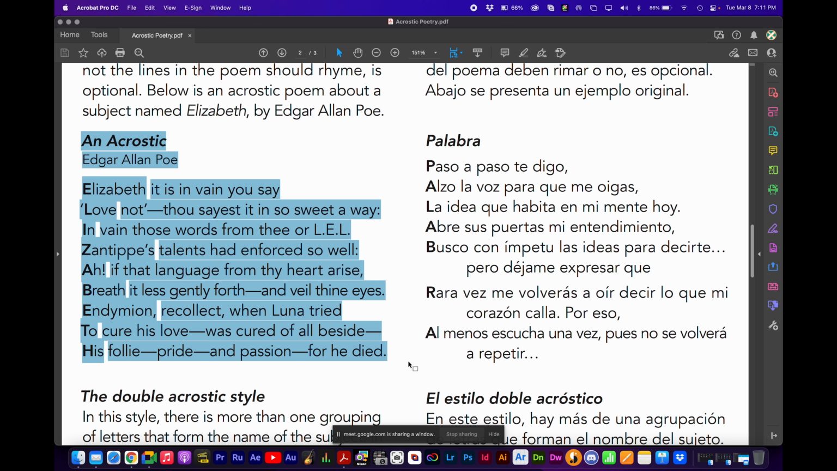I'll read it. Thank you very much, Nikolai. An acrostic, Edgar Allan Poe. Elizabeth, it is in vain you say, love not, thou sayest it in so sweet a way. In vain those words for thee, or L-E-L. Xantippe's talents had enforced so well. Ah, if that language from thy heart arise, breathe it less gently forth, and veil thine eyes. Endymion, recollect when Lara tried to cure his love, was cursed of all beside his folly, pride, and passion, for he died.